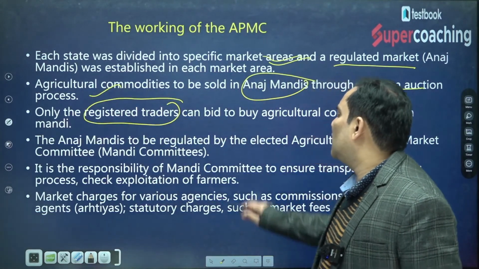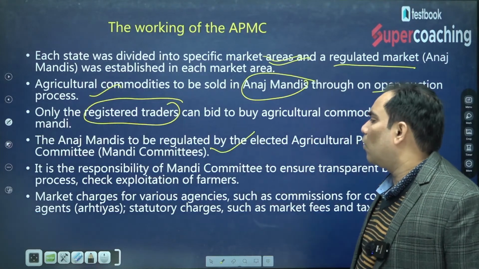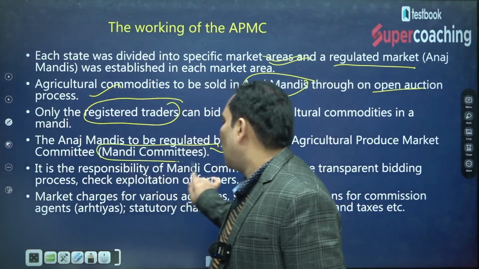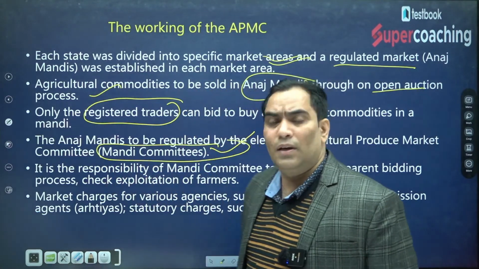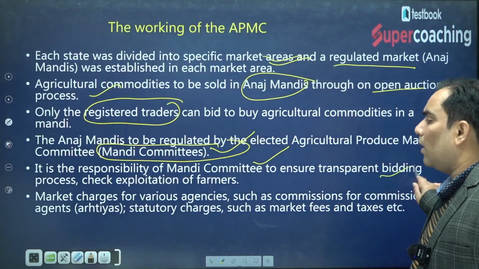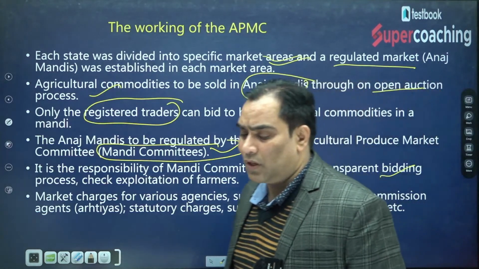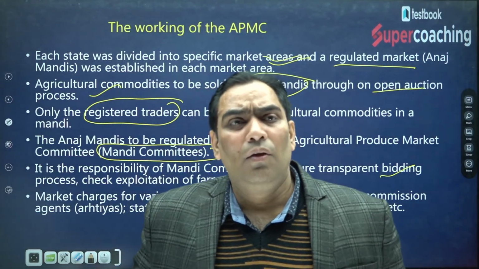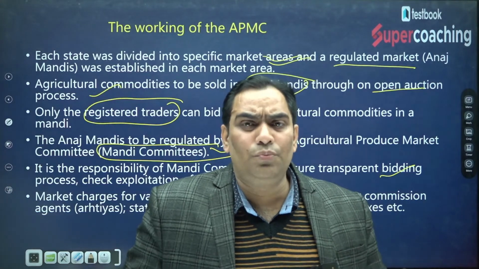Okay, Anaj Mandis was supposed to be regulated by the elected body known as Mandi committees. It was the responsibility of the Mandi committee to ensure a transparent bidding process. It was the responsibility, but it did not happen. Why it did not happen, we will discuss the issues with APMC.